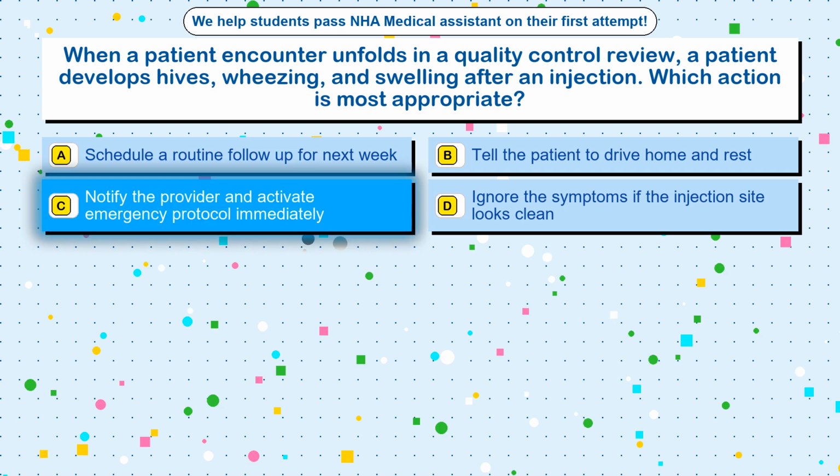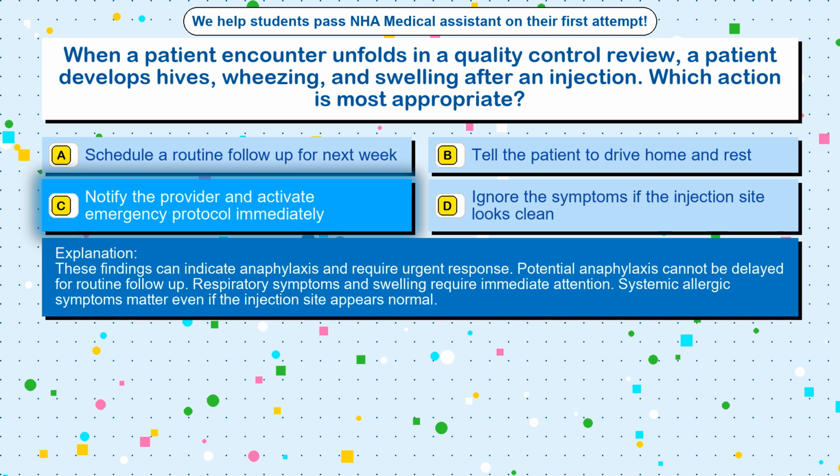The correct answer is option C. Notify the provider and activate emergency protocol immediately. These findings can indicate anaphylaxis and require urgent response. Potential anaphylaxis cannot be delayed for routine follow-up. Respiratory symptoms and swelling require immediate attention. Systemic allergic symptoms matter even if the injection site appears normal.